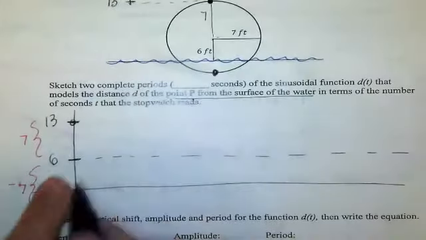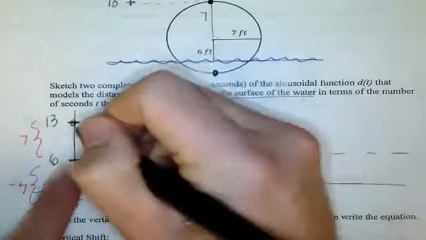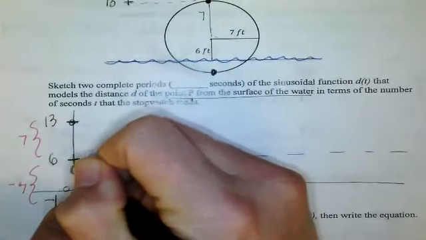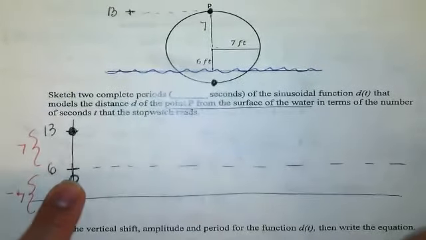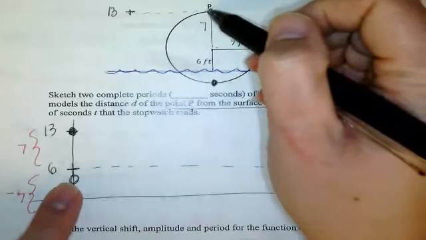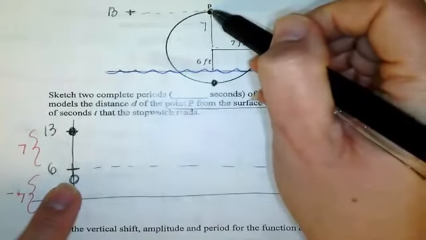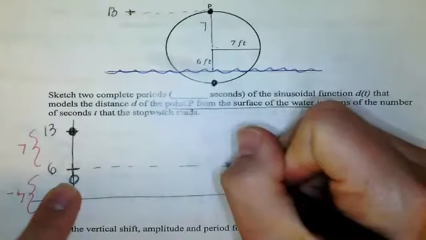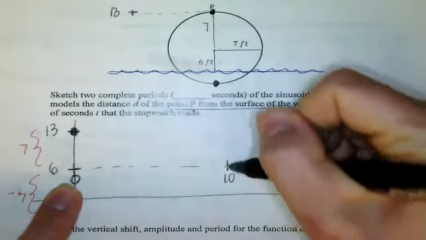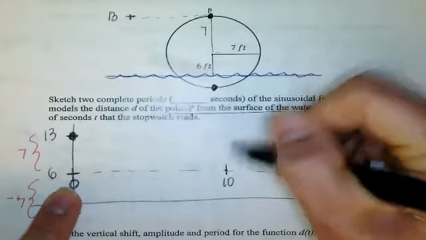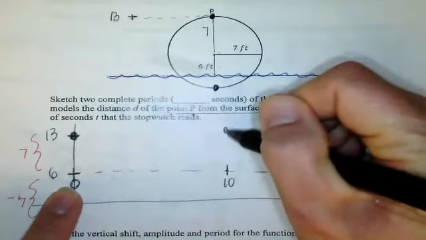And this is our horizontal axis, representing the time. So right at time 0, my point P is 13 feet above the water. And it's going to travel all the way around the circle. And how long does it take to get all the way around the circle? 10 seconds. Because it does 1 rotation every 10 seconds. So at 10 seconds, where is my point P? After 10 seconds, where is it? 13 feet again. Very good.